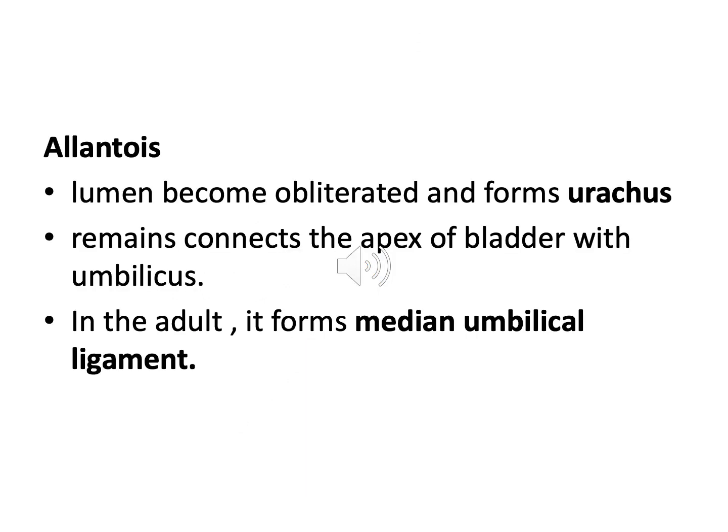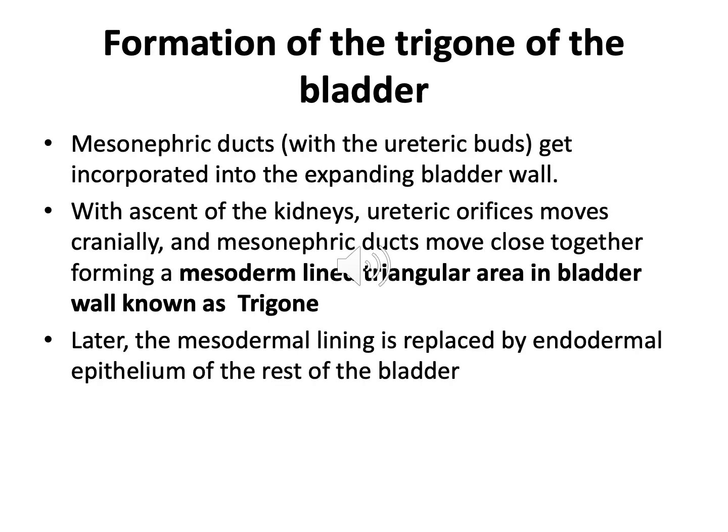The lumen of the allantois becomes obliterated and forms the urachus. The remnant connects the apex of the bladder with the umbilicus. In adult life, this allantois becomes the urachus, and the urachus forms the median umbilical ligament.